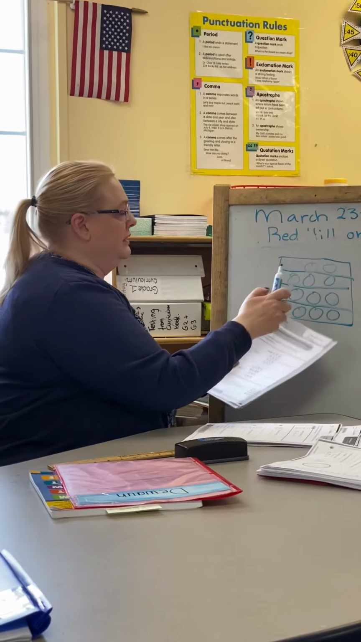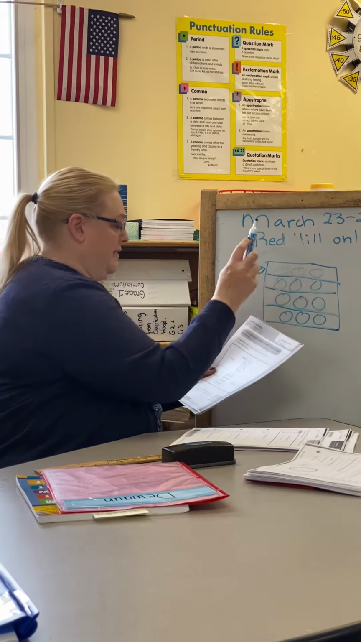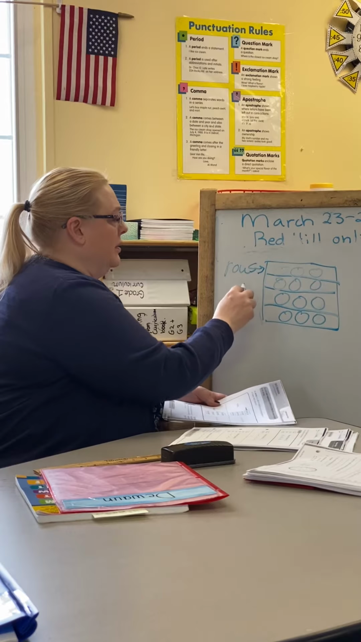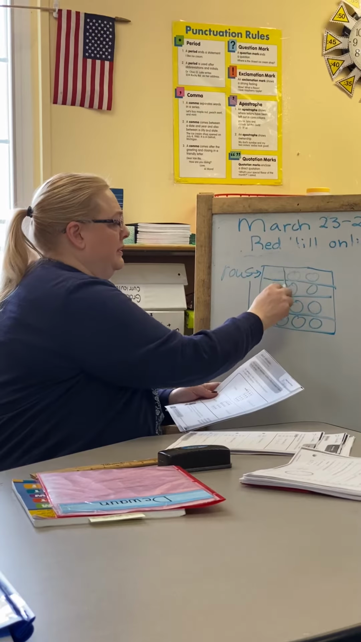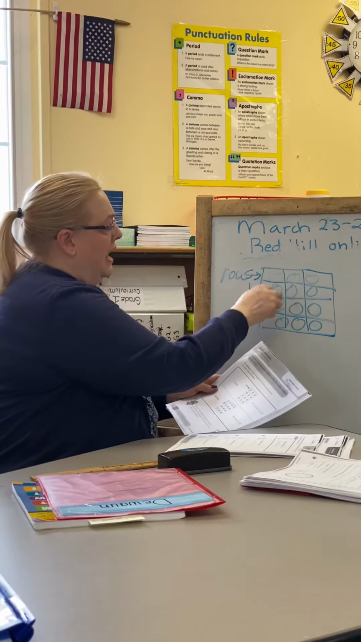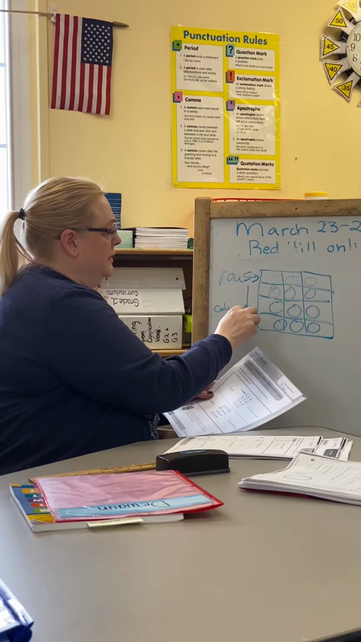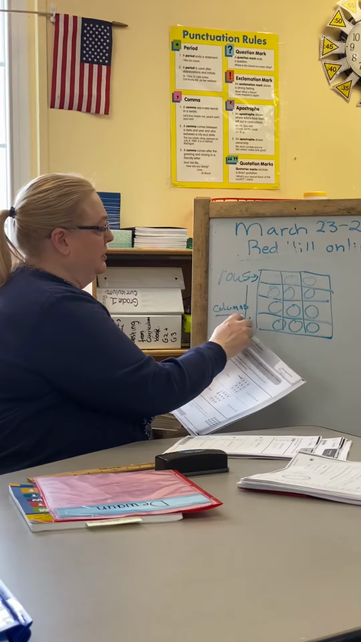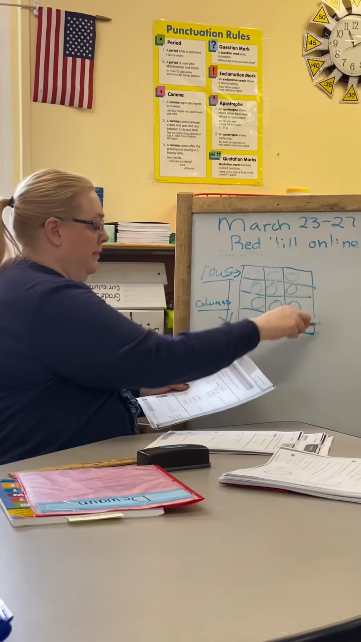We know that the rows are across like this, and when we look at columns, they go down like this. So there would be a column here. As they show you, columns go down. I know my handwriting isn't the best. You can see it on your papers. Rows go across, columns go down.